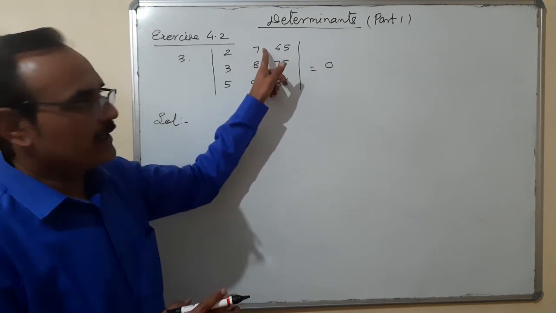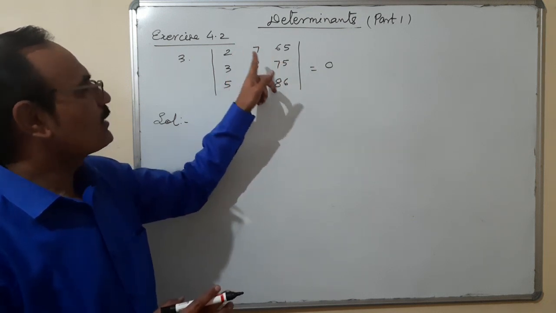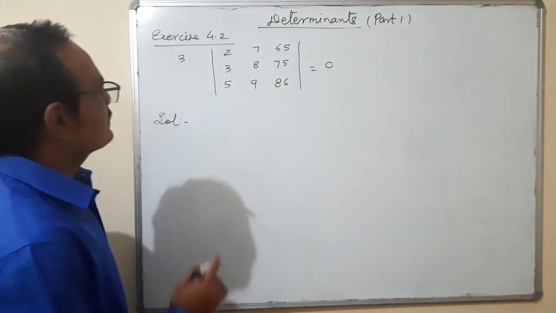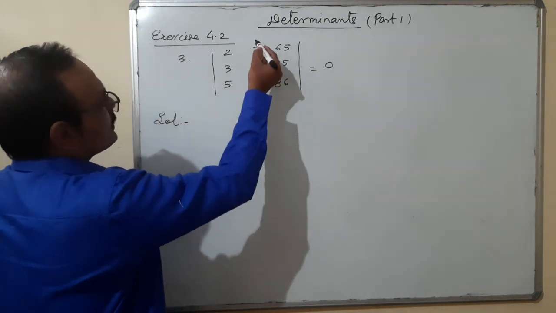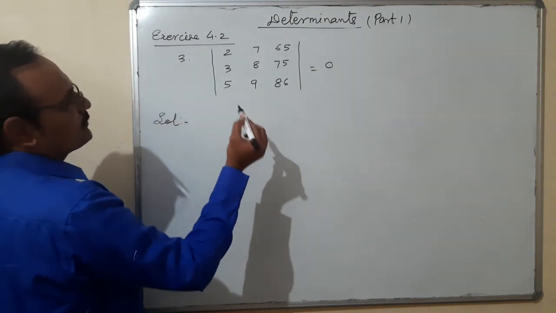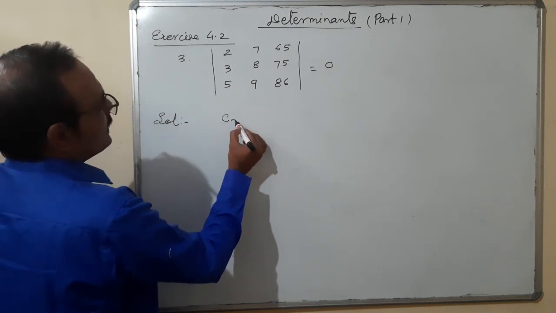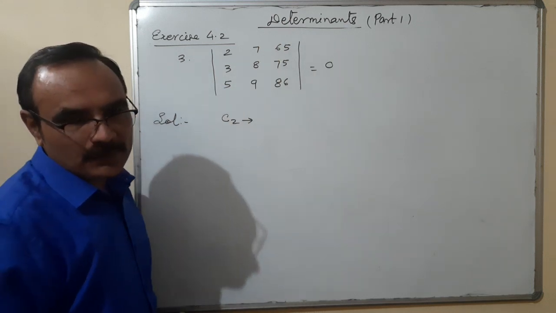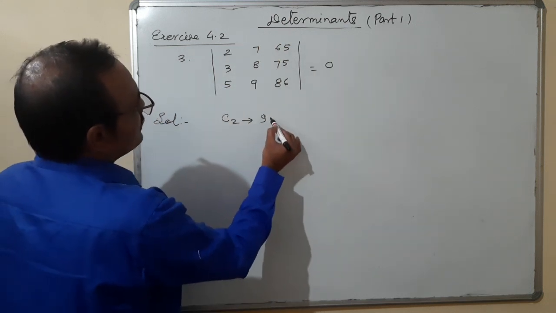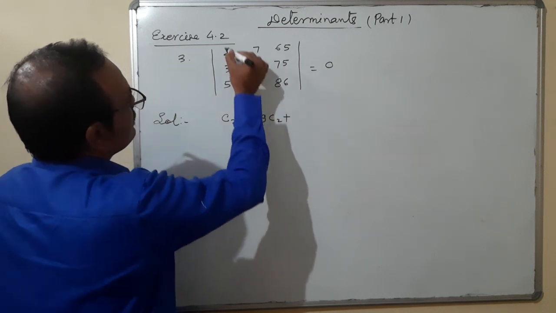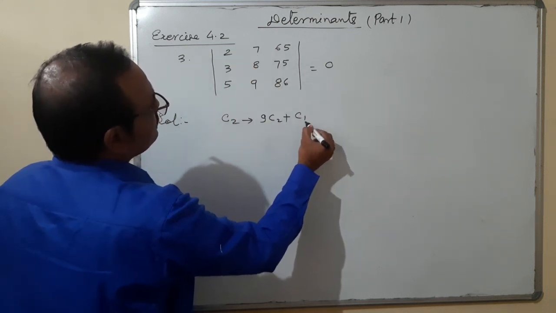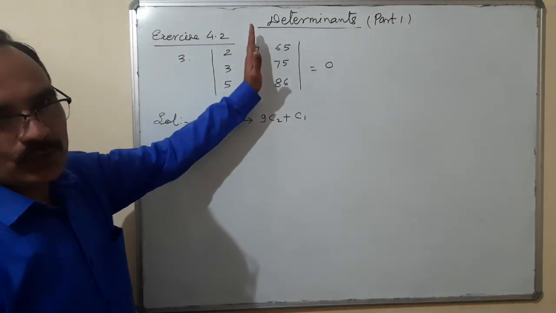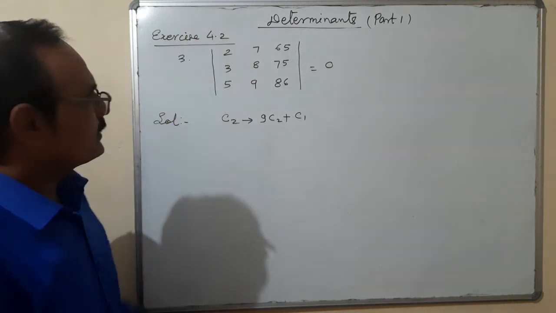7 multiplied by 9 plus 2, 8 multiplied by 9 plus 3, 9 multiplied by 9 plus 5. So that means I can use this. Suppose I want to change this term, column 2. So I may write here C2 is replaced by 9C2 plus C1. In this, all these elements we have multiplied by 9 and added C1. Then what is the term?